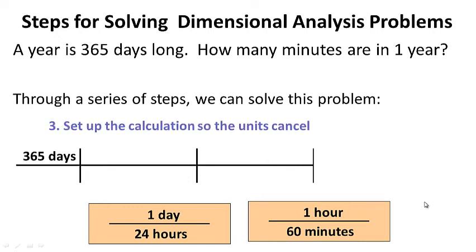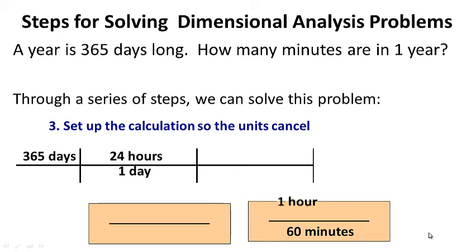Step 3, set up the calculations so that the units cancel. So we have days here. We're going to have days down here. So let's put 1 day there, which we know has 24 hours in it. Now notice something here. We have hours here. We're going to want hours down here, so our units cancel. So let's go ahead and put 1 hour down there, which we know has 60 minutes in it. And our units all cancel here. Our days cancel. Our units of hours cancel.